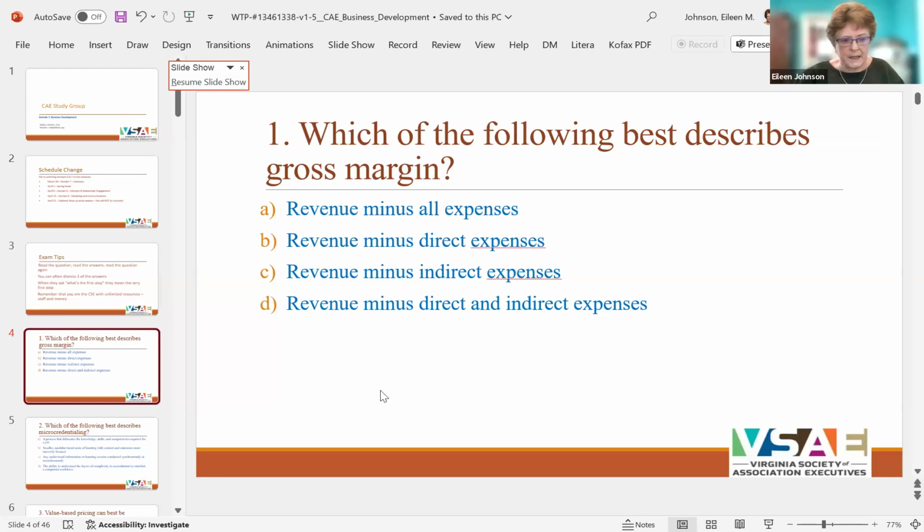Okay, and why is that? I'm just trying to fall back on what I know about financials, and usually gross margin or your profit margin is your revenue minus the direct expenses for that revenue. That's how I've understood it in the past. Does anyone else have a different answer?